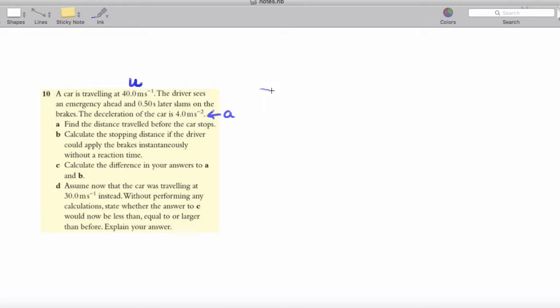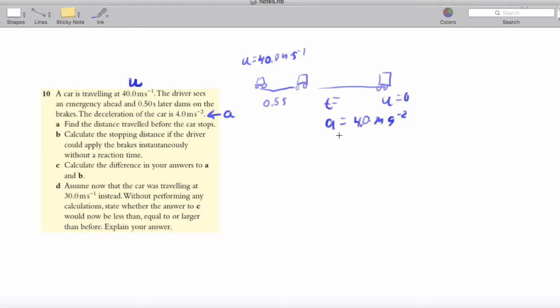So what's going to happen is the car is going to travel for 0.5 seconds at this consistent speed of 40, and then it comes to a stop here. And we don't know the time. We know the acceleration is 4 meters per second squared. We don't know the distance or anything like that. So we're going to split this into two parts.